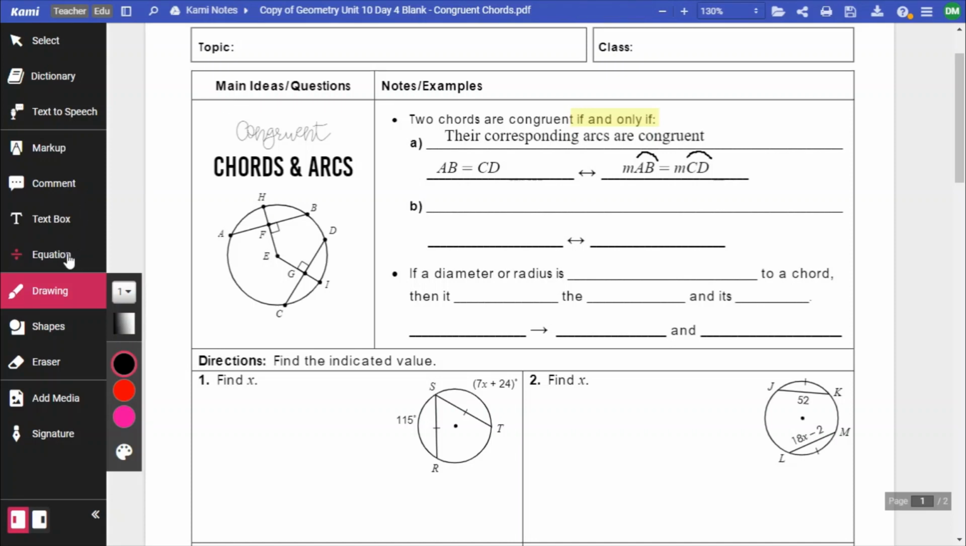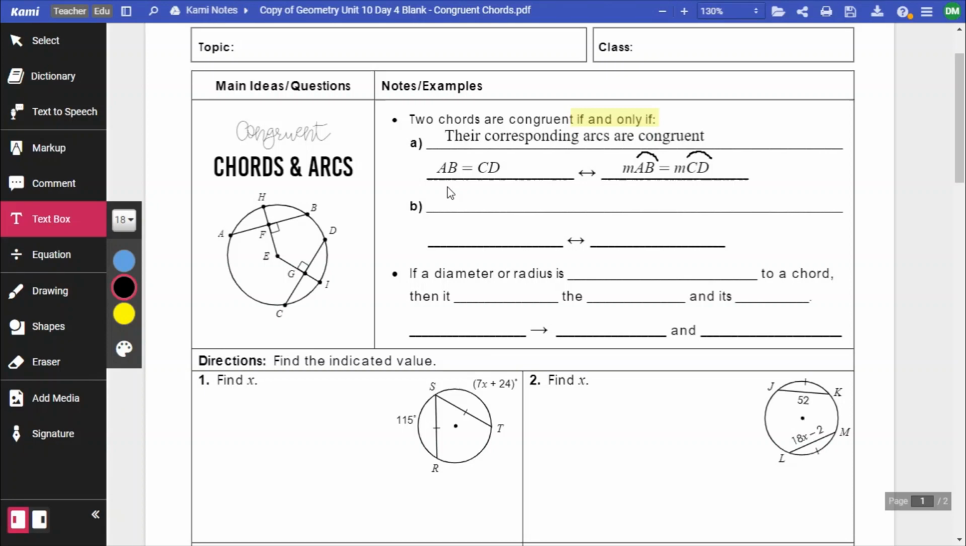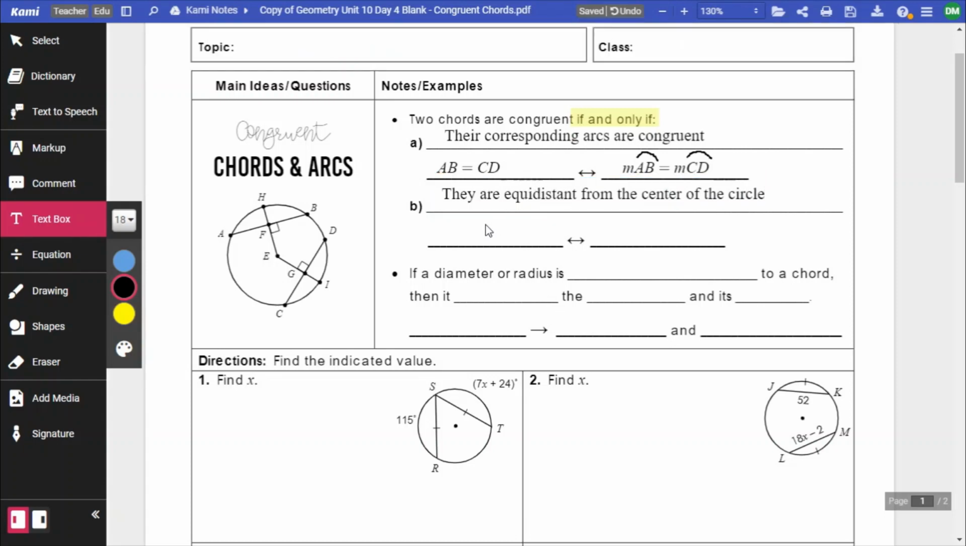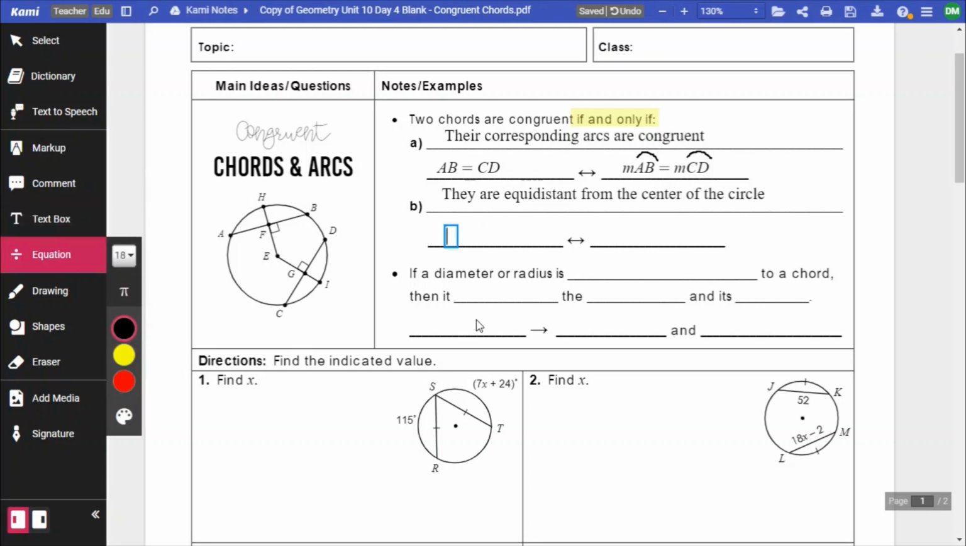Okay, the other thing that we're going to look at is that two chords are also congruent if and only if they are equidistant from the center of the circle. So if two chords are exactly the same distance away from the center of the same circle, then they have to be congruent chords. So in more symbolic terms here, that means that if AB is equal to CD, then EF is equal to EG.